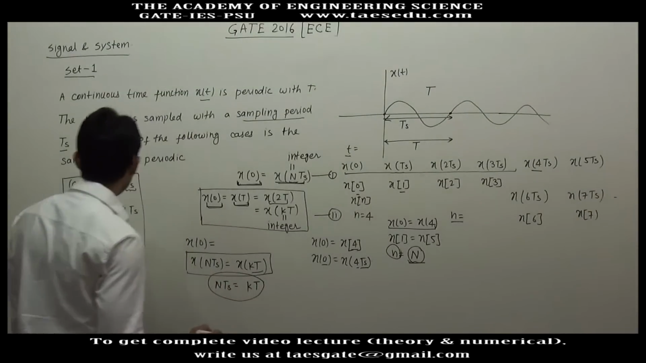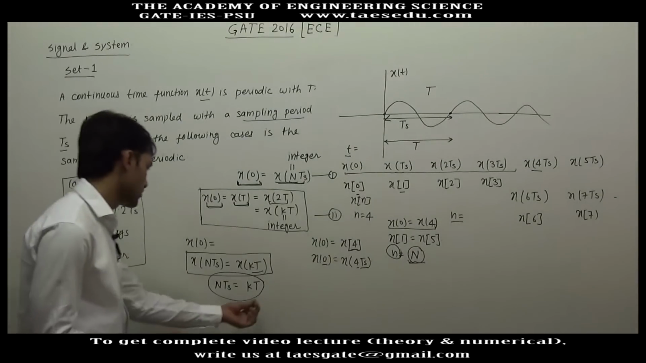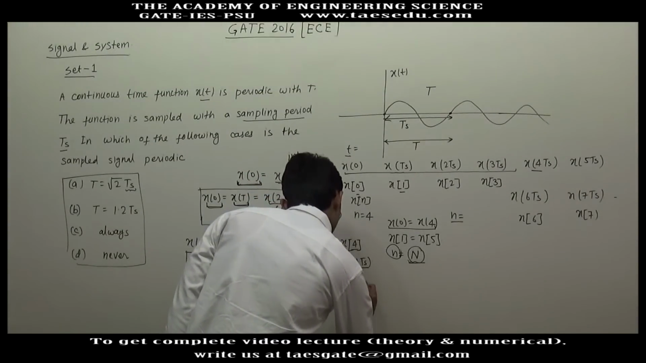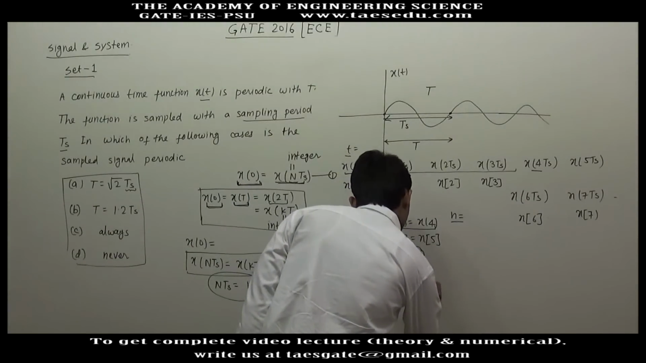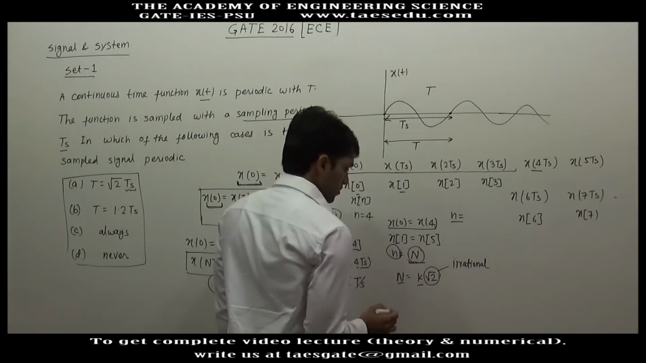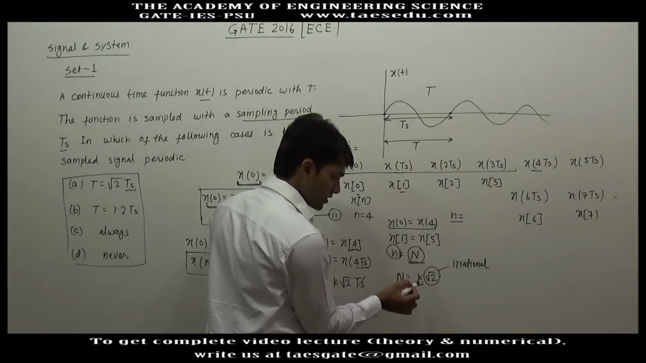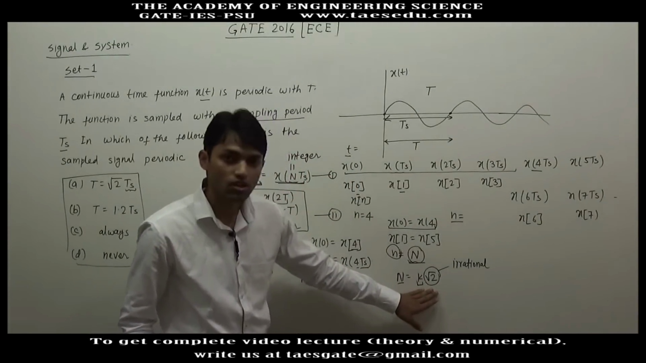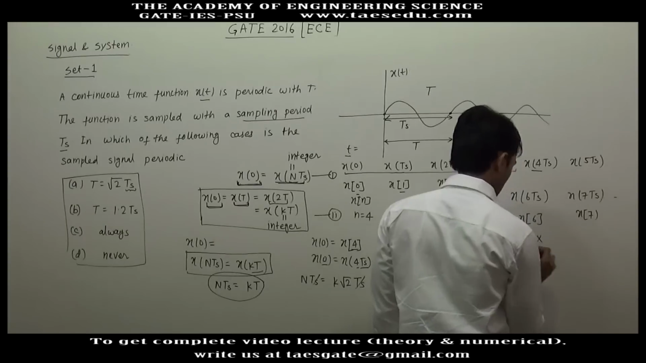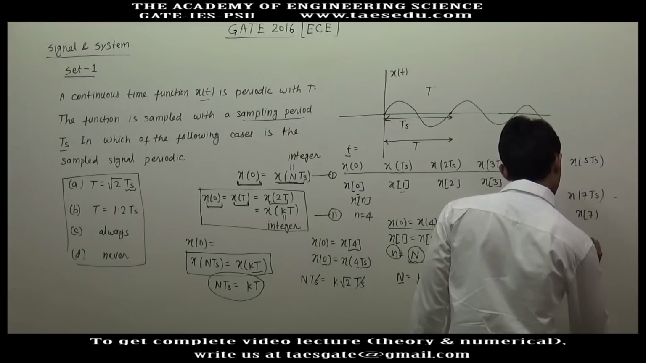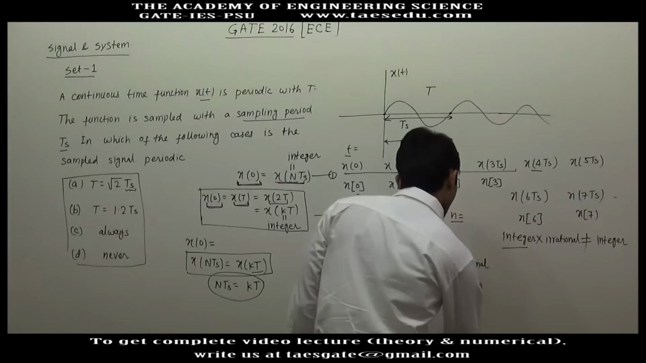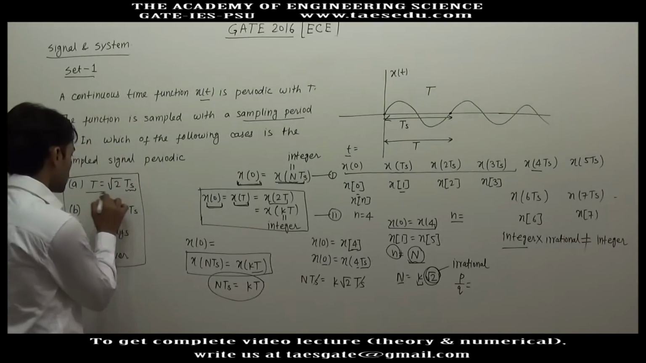Now coming to the options, if we check the first option, T is equal to root 2 Ts. If we put T equal to root 2 Ts, we have N times Ts equal to k times root 2 times Ts. Ts and Ts will be cancelled, so N is equal to k times root 2. N is an integer, k is also an integer, and root 2 is an irrational number. It doesn't matter what this integer k is. If you multiply an integer with an irrational number, you are never going to get an integer, because an irrational number cannot be written in the form p by q. So the first option does not satisfy this equation.